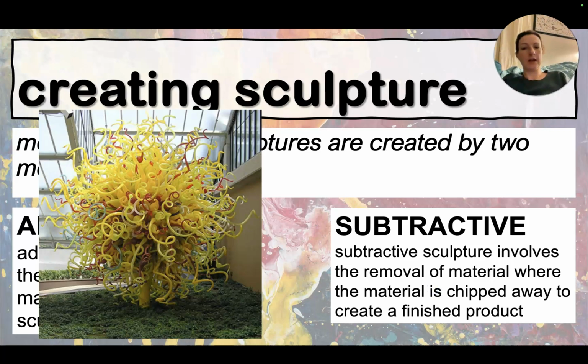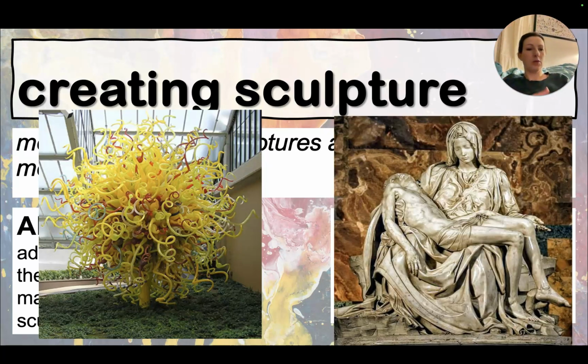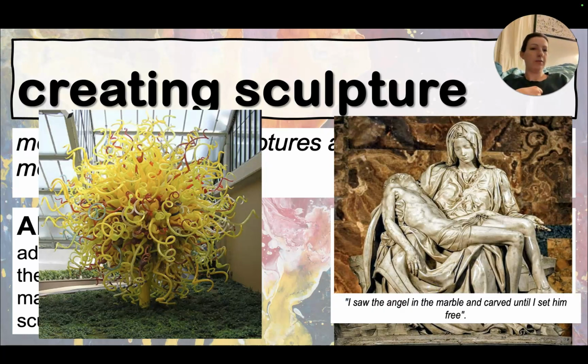This would be additive, since he's adding all these little glass pieces into a frame to create the sculpture, whereas this sculpture is the Pietà by Michelangelo. Of course, it's one of my favorites. He had a block of marble and he was carving out the surface to create this piece. A famous quote attributed to him is, "I saw the angel in the marble and carved until I set him free." So he saw this in the marble and carved it out.